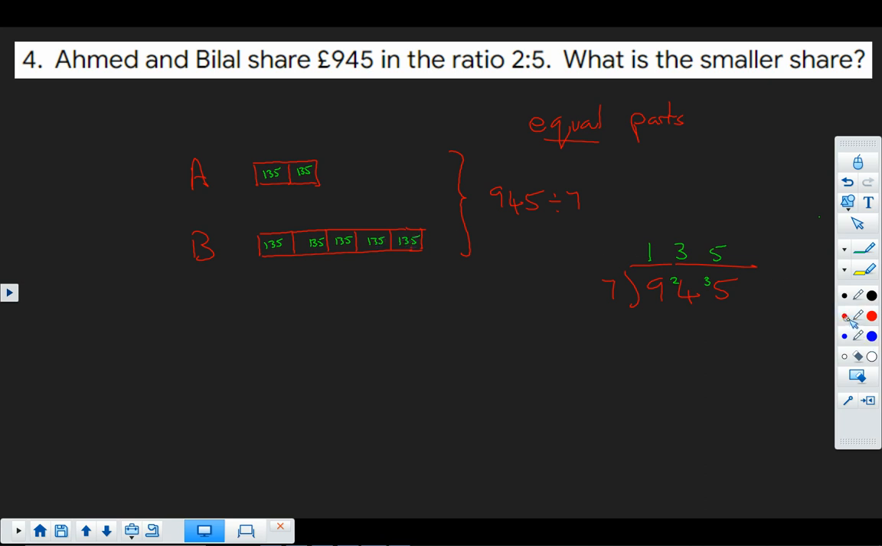Okay? And we're asked, what is the smaller share? Well, our smaller share here is Ahmed's, which is 2 lots of 135, which is 270. Oh, and it's in money. Let's not forget that. Really important skill this. Nugget to go and practice, 15.15. And if you have any concerns, make sure you draw a diagram of what your ratio looks like.